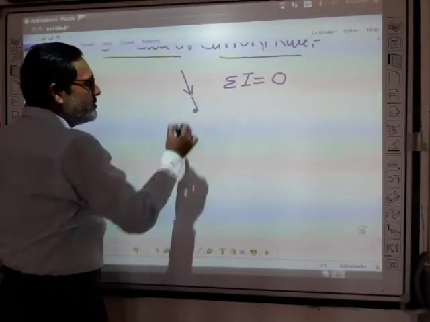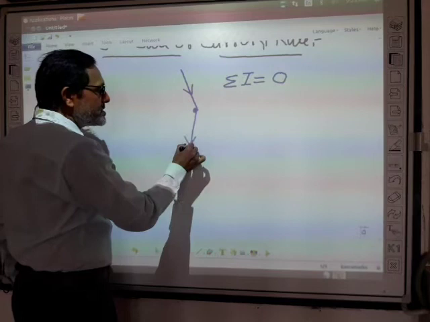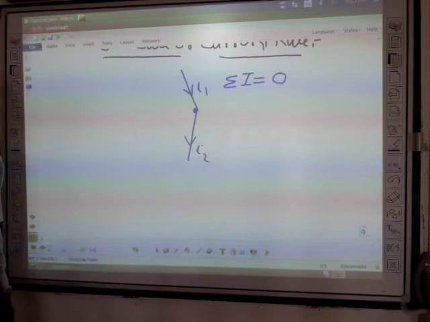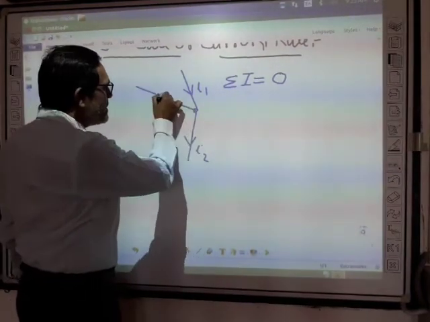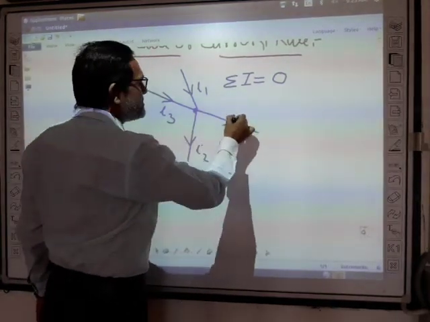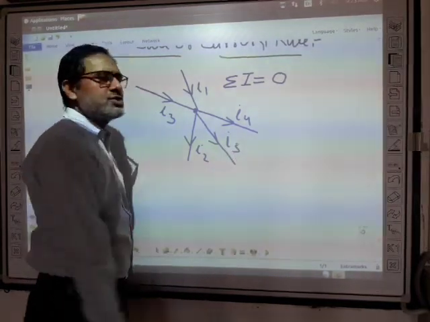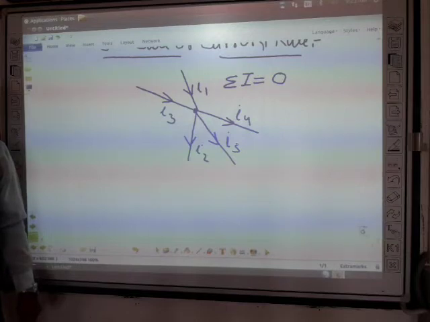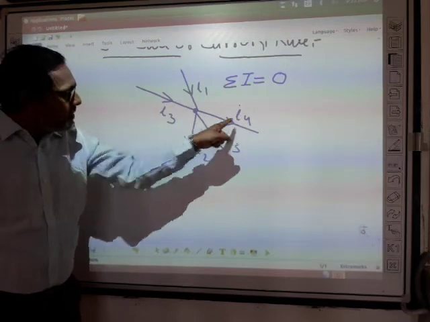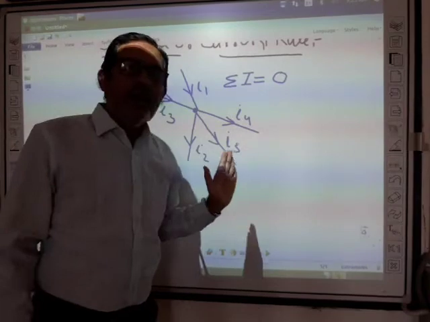I1 is the current which enters the junction point, and I2 is the current which leaves the junction point. Similarly, I3 is incident, I4 leaves the junction point, and suppose one more current, I5, leaves the junction. According to the Kirchhoff rule, the sum of all currents is 0. But the question is, how?